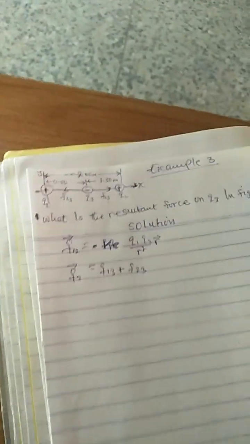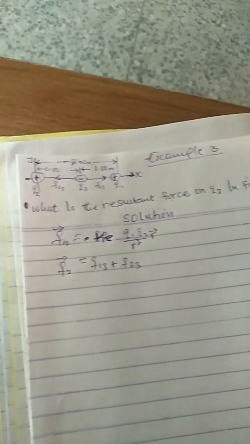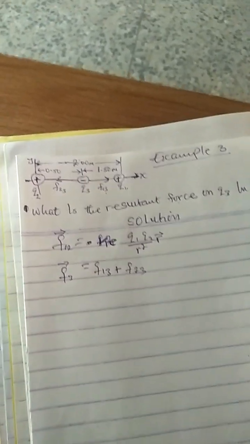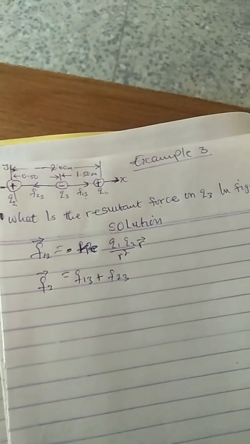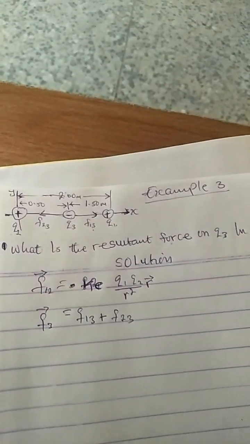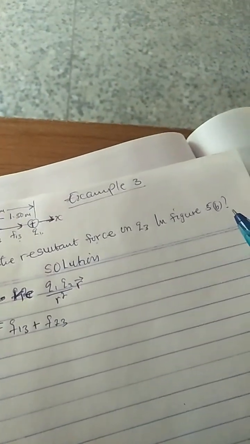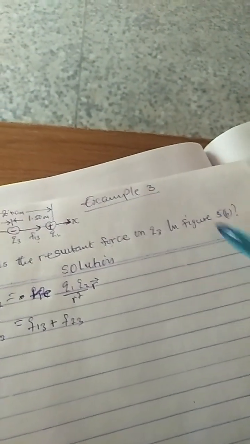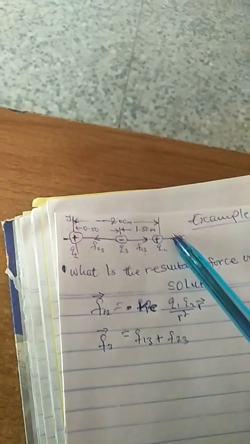Good afternoon, everyone. I am here to solve the third example on charges, that is Basic Electricity GET 201. And the question says, what is the resultant force on Q3 in figure 5b? I know some people will be asking, what is figure 5b? This figure 5b here is just telling us the figure of this representation.